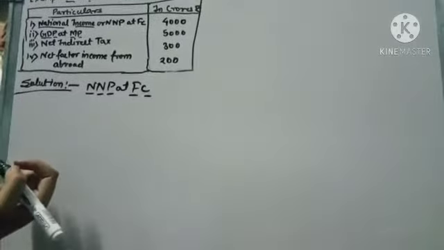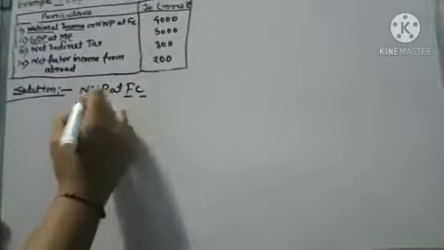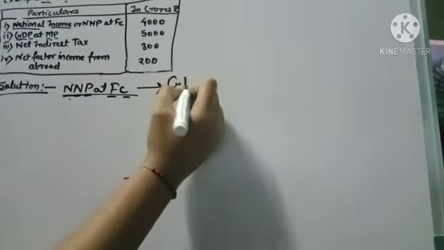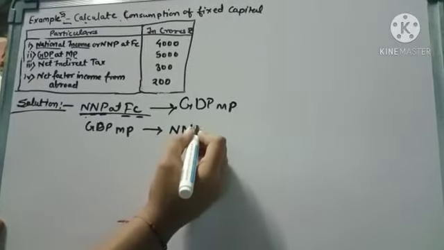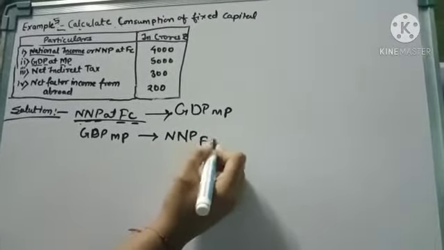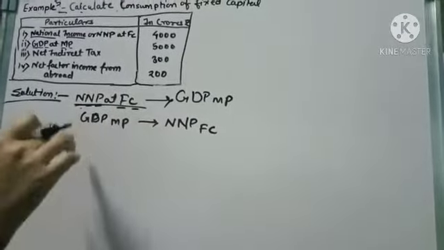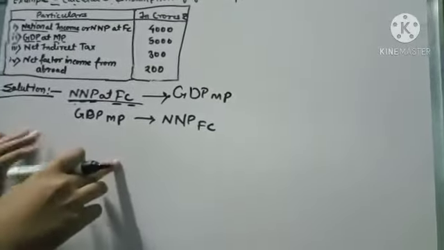You can calculate the consumption of fixed capital from two methods here. First, there are 2 ways to calculate it: by going from NNP at FC to GDP at MP, and by the second method, from GDP at MP to NNP at FC. We can go from this to this and from this to this. Both of these methods we can use to calculate our depreciation.